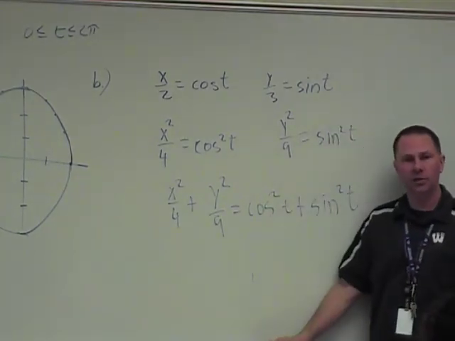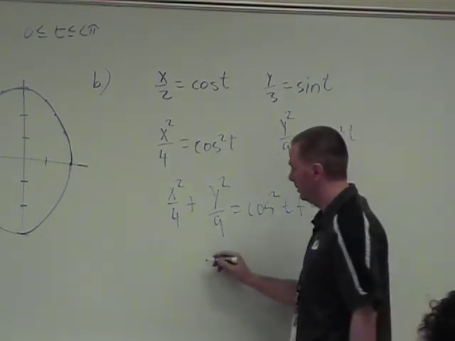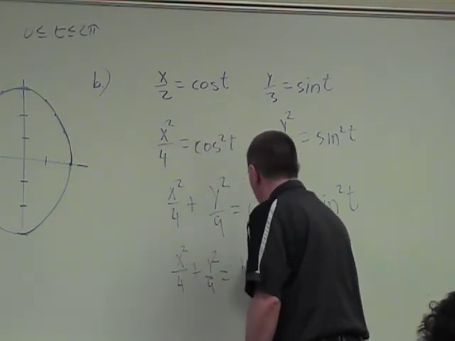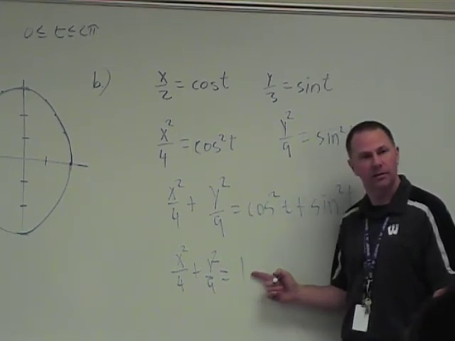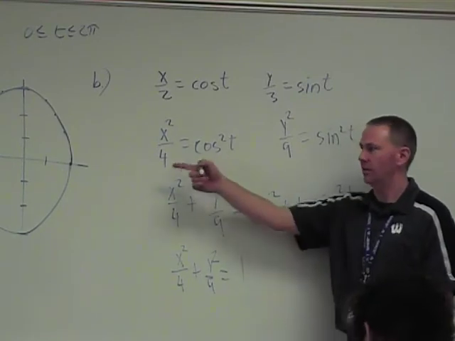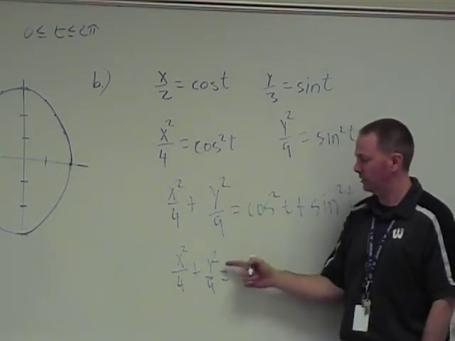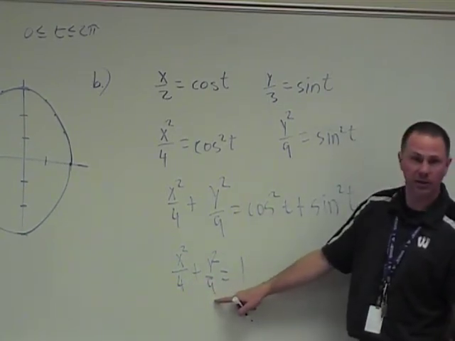I added the two equations together. What is this? 1. X squared over 4 plus y squared over 9 equals 1. What is this? Equation of an ellipse. Center at 0, 0. The x-axis is at plus or minus 2. The y-axis is plus or minus 3.